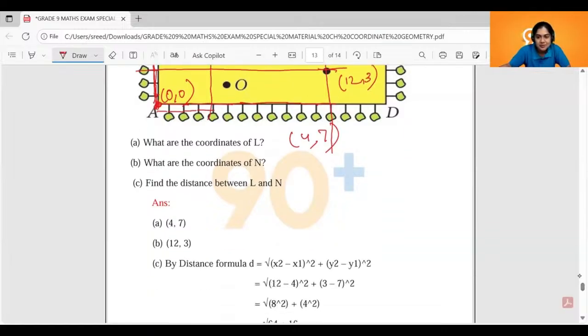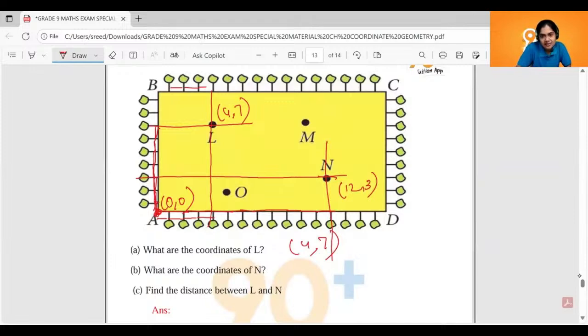Now find the distance between L and N. L and N distance means this is the distance, right?